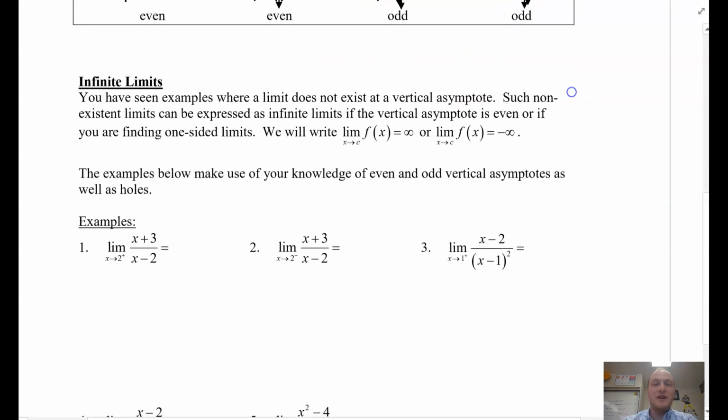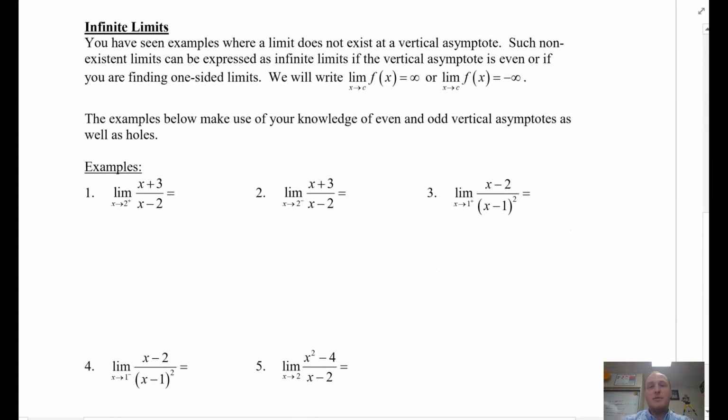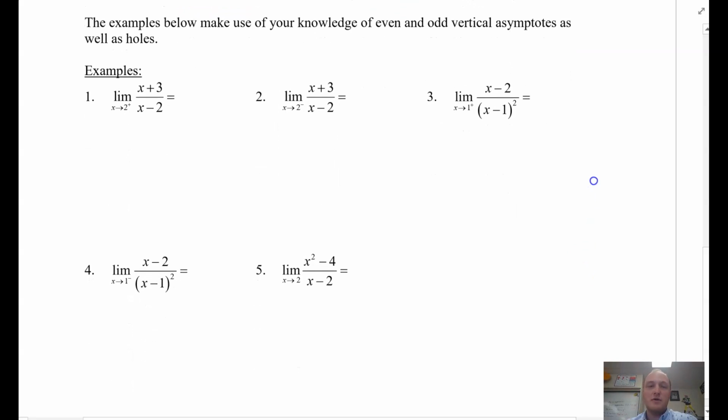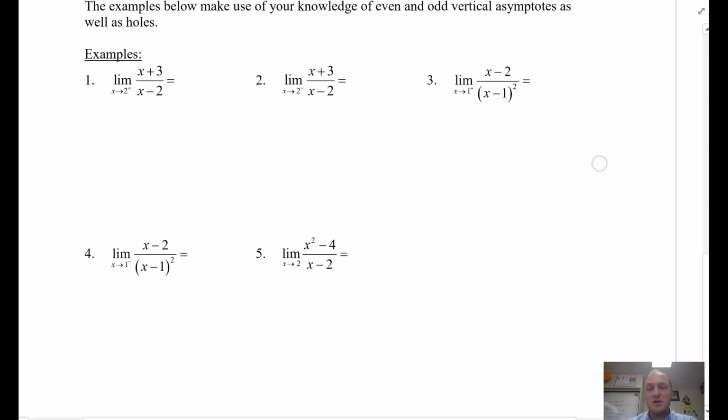So when we're talking infinite limits, or where a limit does not exist at a vertical asymptote, we want to describe these limits as infinite limits, and it depends on if they are even or odd, and we have to look at the one-sided limits here. So let's go ahead and look at these, and we're going to use our knowledge of even and odd vertical asymptotes as well as the holes, and we'll see example 5 where we have a hole.